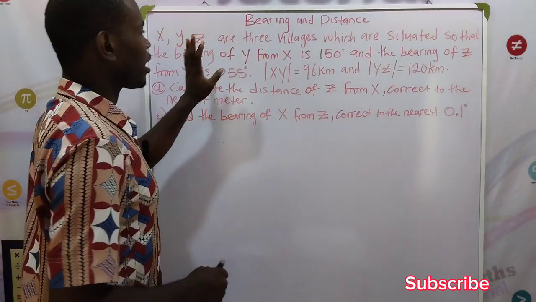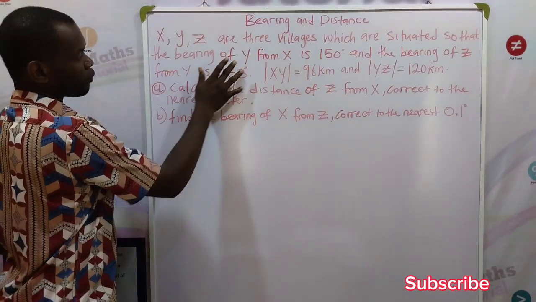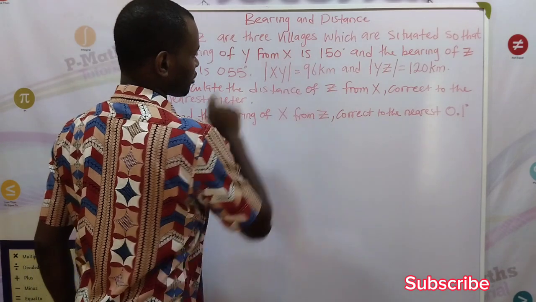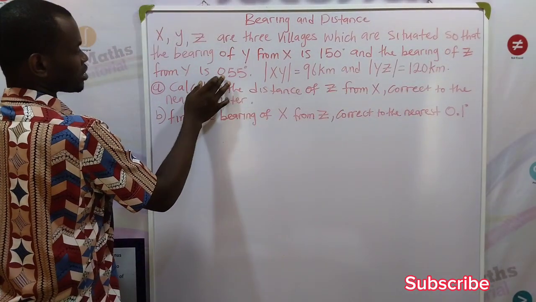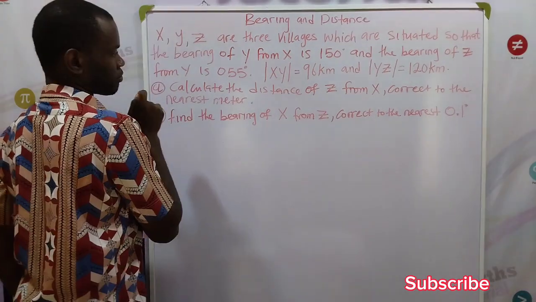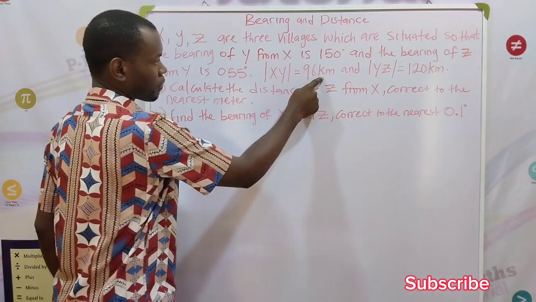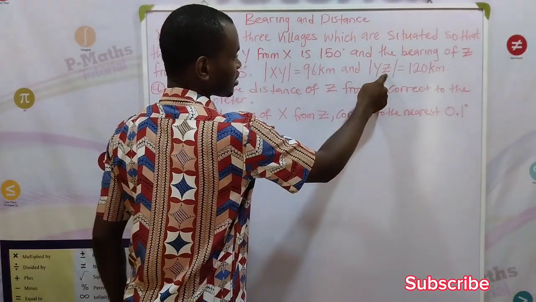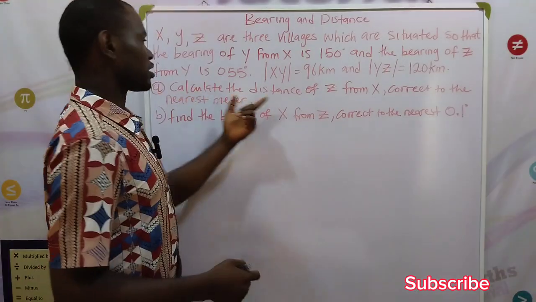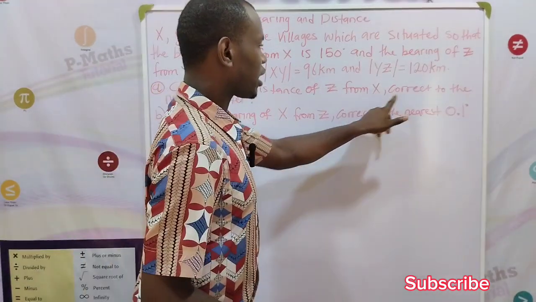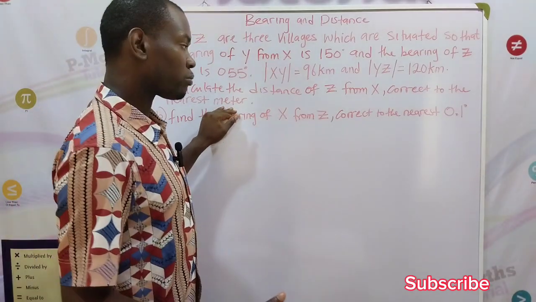X, Y, and Z are three villages which are situated such that the bearing of Y from X is 150 degrees and the bearing of Z from Y is 055 degrees. The distance XY is 96 kilometers and the distance YZ is 120 kilometers. Then we are asked to calculate the distance of Z from X, correct to the nearest meter, that is the nearest whole number.